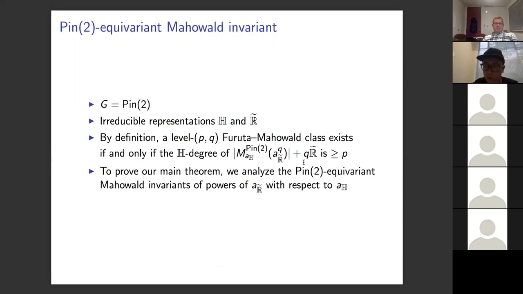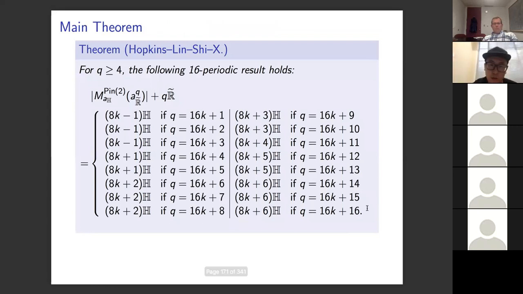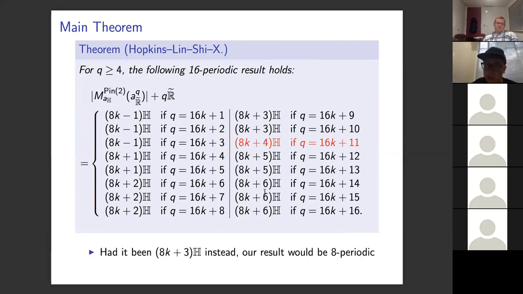To prove our theorem, we analyze the Pin(2) equivariant Hopf invariant of powers of a R with respect to a H. And our result, earlier we were talking about in terms of p mod 8, but in terms of q mod 16, and this is also how we prove the theorem. It turns out it's a 16-periodic result. If you look at the pattern in here, these three numbers are the same, so 3, 2 are the same, 3 are the same. And if this number 4, which is red now, is 3 instead, then those two columns will have a similar pattern, and our result will be 8-periodic, and Jones' conjecture would be true.